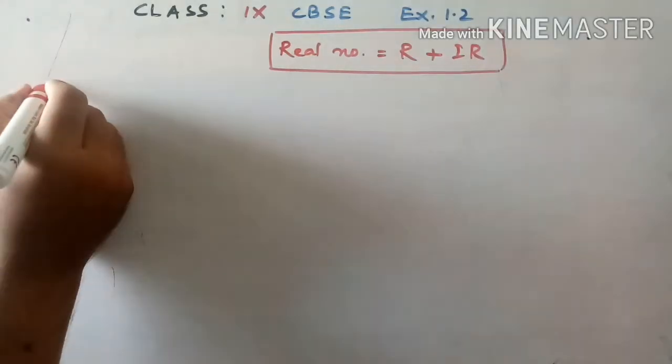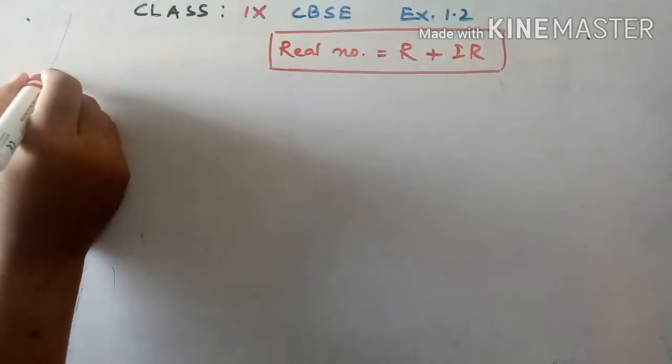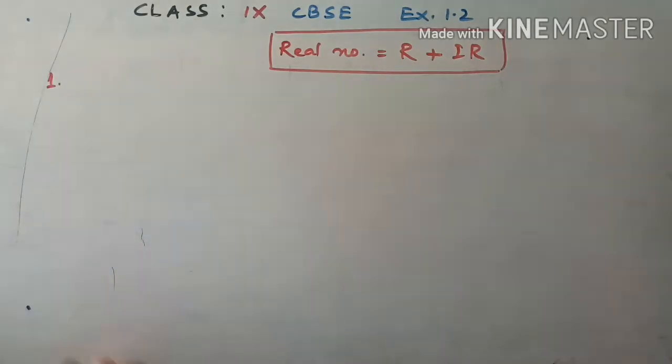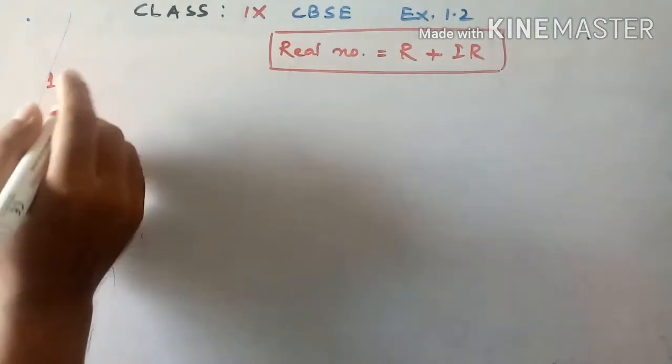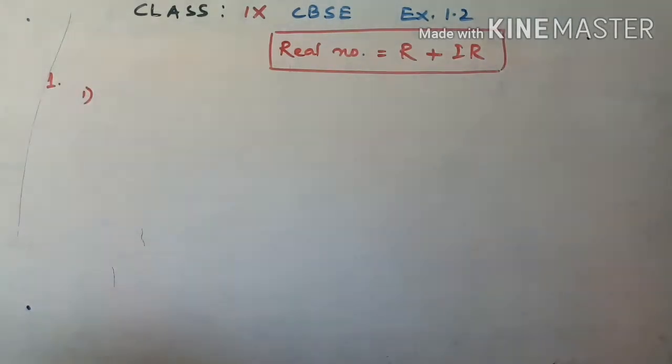Okay, question number 1. State whether the following statements are true or false. Justify your answers. We have to tell true or false, and also we have to give the reason why it is true and why it is false. Okay, I won't write the headings now. We'll go to the first one.